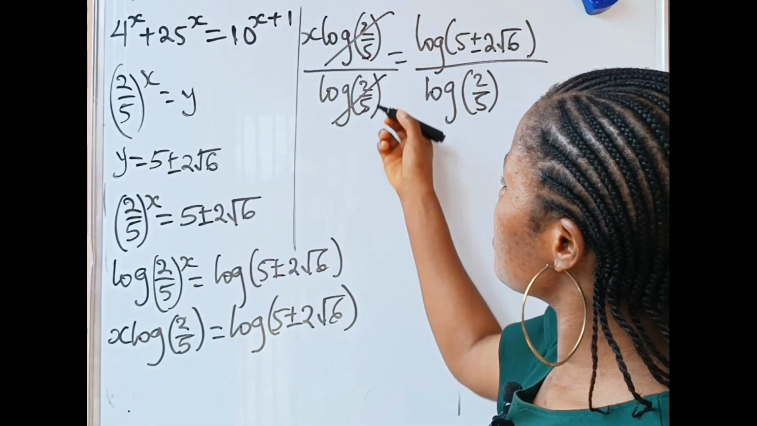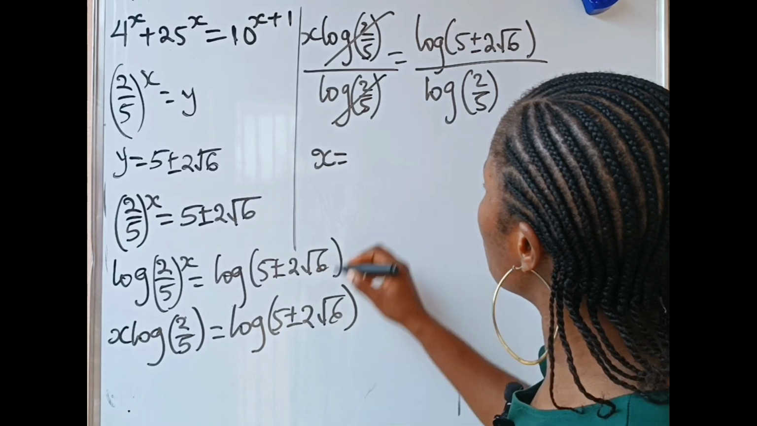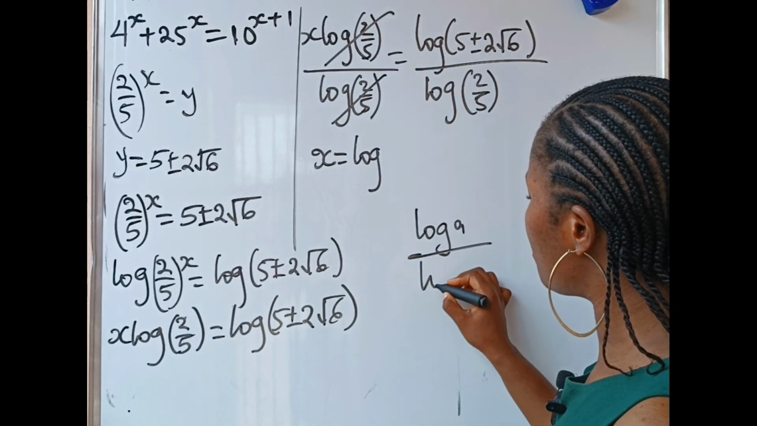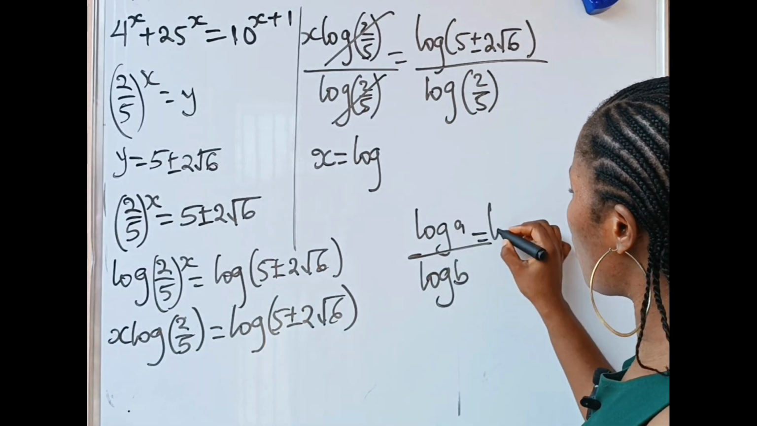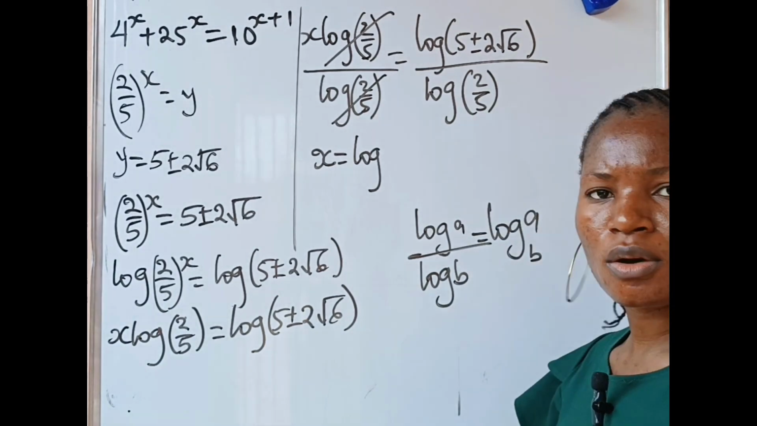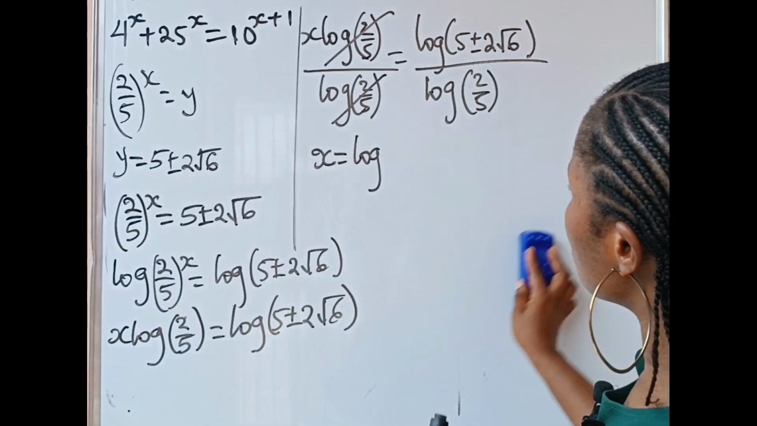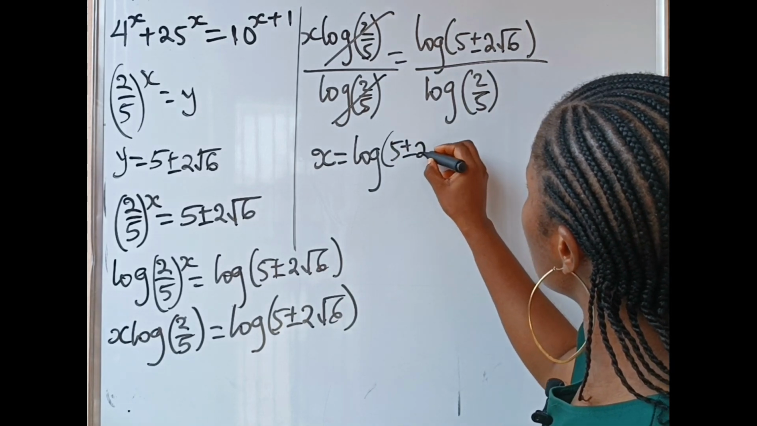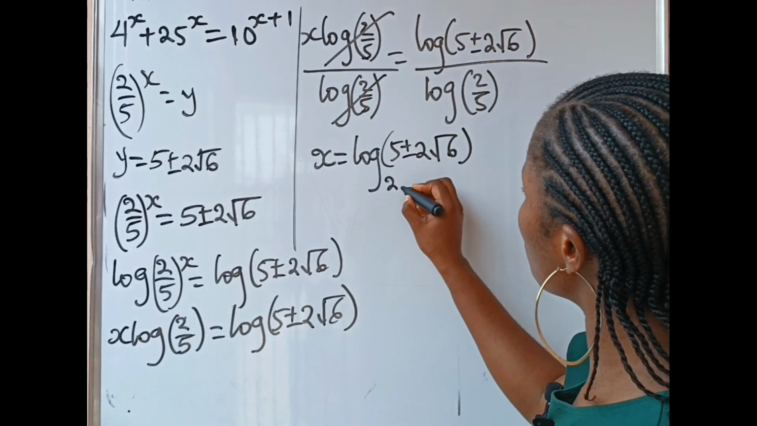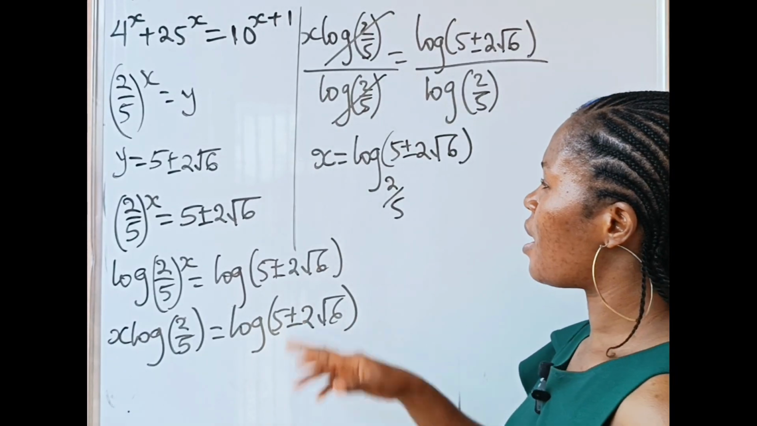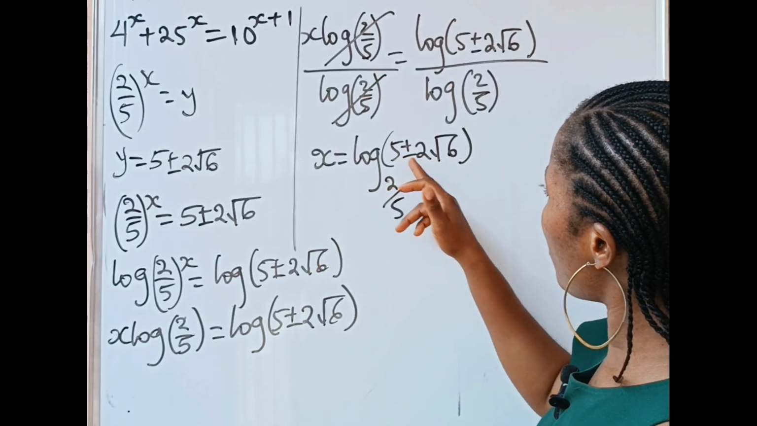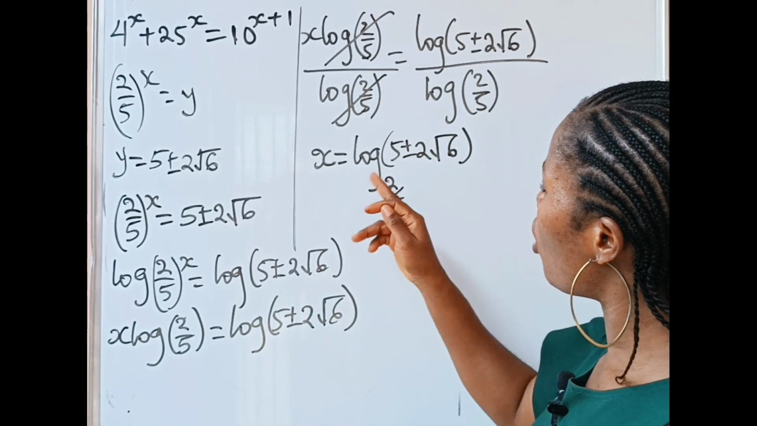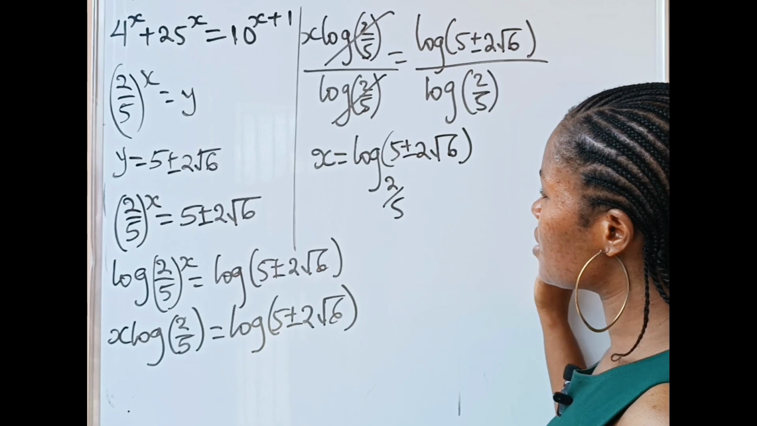Now this will cancel this, so we have that x is equal to log, now when you have log a divided by log b, this is equal to log a base b. So that means we can rewrite this as log 5 plus or minus 2 root 6 base 2 over 5. Therefore, the two values of x are x is equal to log 5 plus 2 root 6 base 2 over 5, or x is equal to log 5 minus 2 root 6 base 2 over 5.